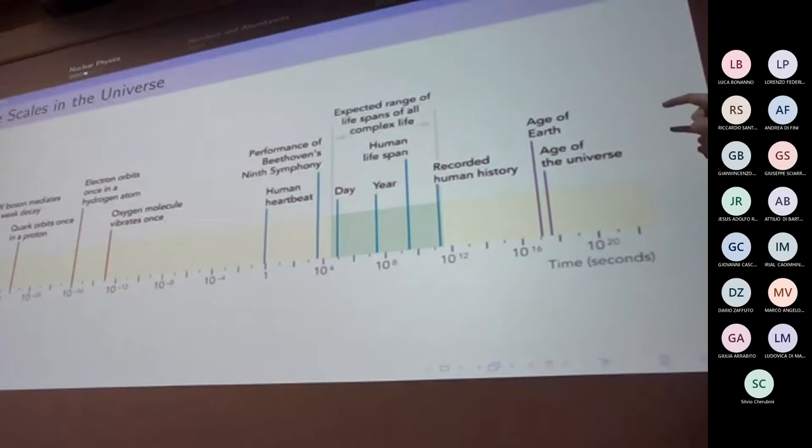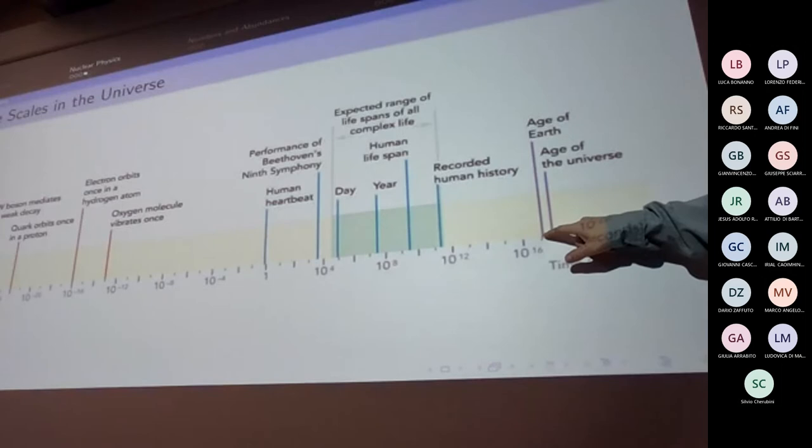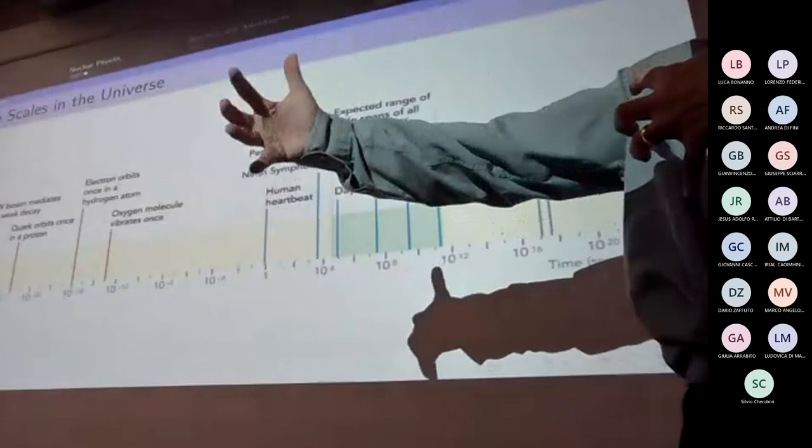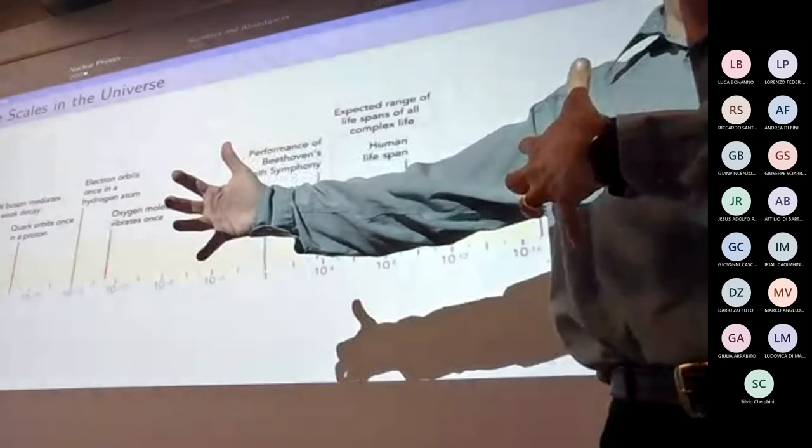However, a lot of my work takes place up here as well, because it takes that long for elements to diffuse through the galaxy. It takes that long to build the Earth, which is built out of elements.